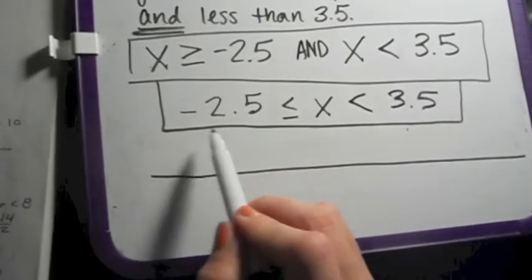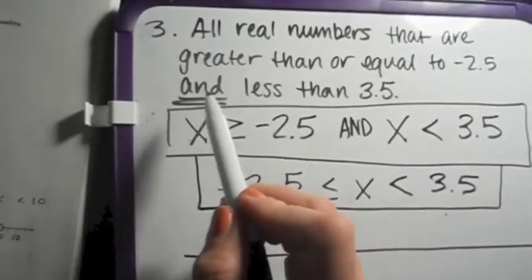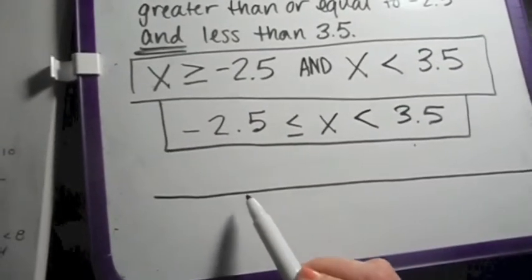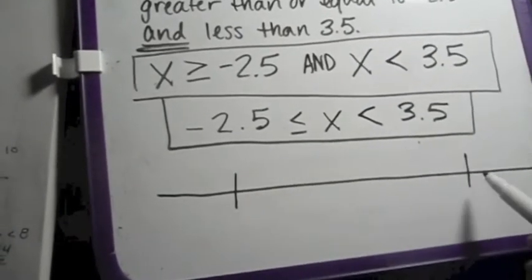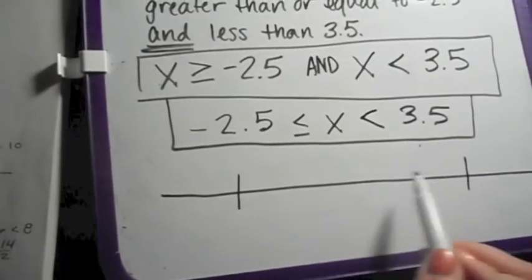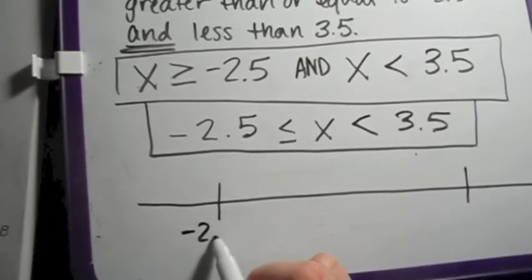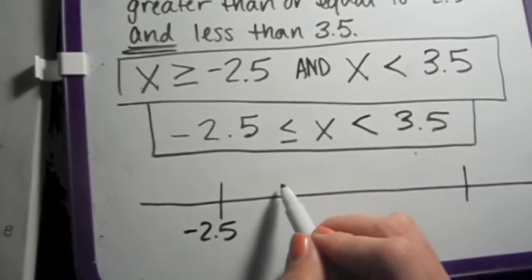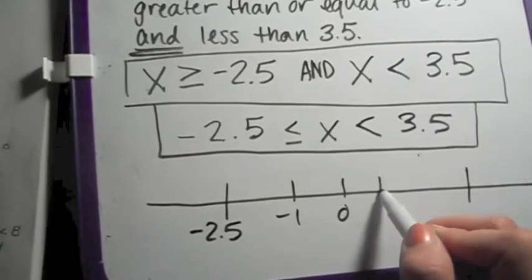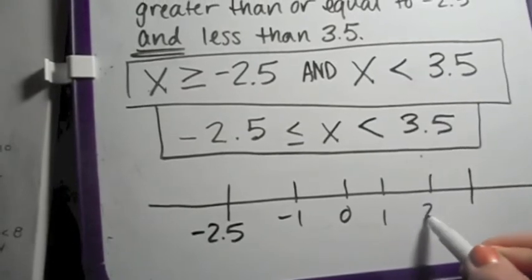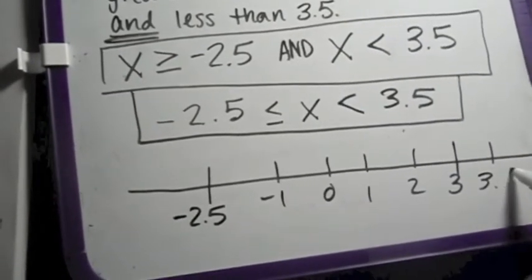So we have negative 2.5 and we have 3.5. Remember, this is an and problem. So we're going to have some points, and they're going to overlap, right? And then that's where we're going to bold it in between. Let's try it out. We have negative 2.5. We'll do like negative 1, 0, 1, 2, 3, 3.5.